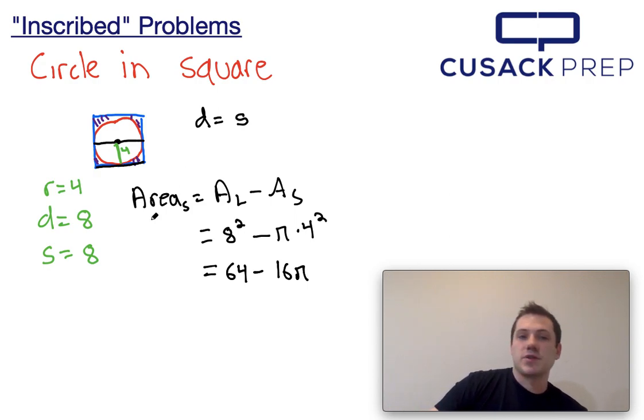Let's say instead of drawing a circle in a square, we had a square inside of a circle. This case is probably a little bit harder.